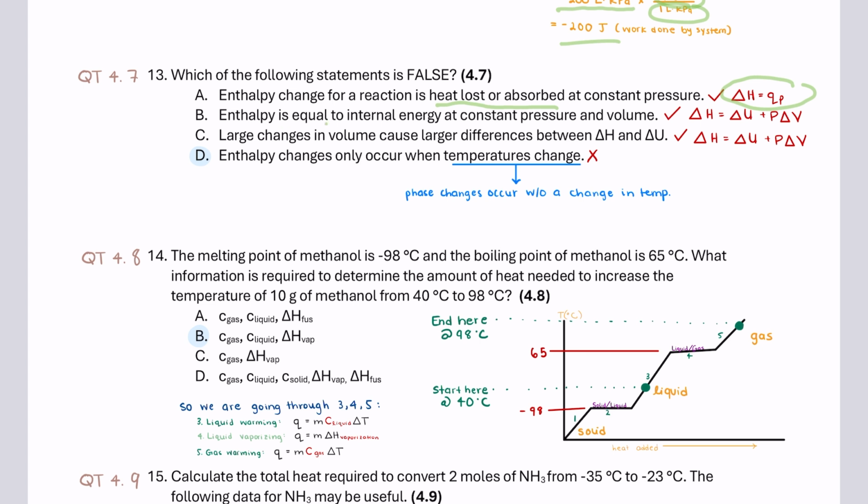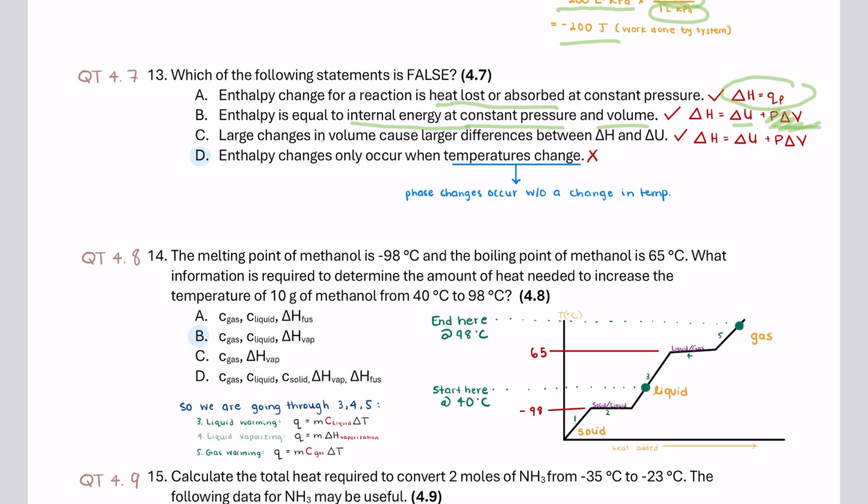B says enthalpy is equal to the internal energy at constant pressure and volume. Enthalpy is defined as delta H is equal to delta U plus P delta V. U is internal energy, P is pressure, V is volume. Now, if both pressure and volume are constant, then P delta V is 0, and the change in enthalpy equals the change in internal energy. So at constant pressure and constant volume, delta H equals delta U, and this statement is true.